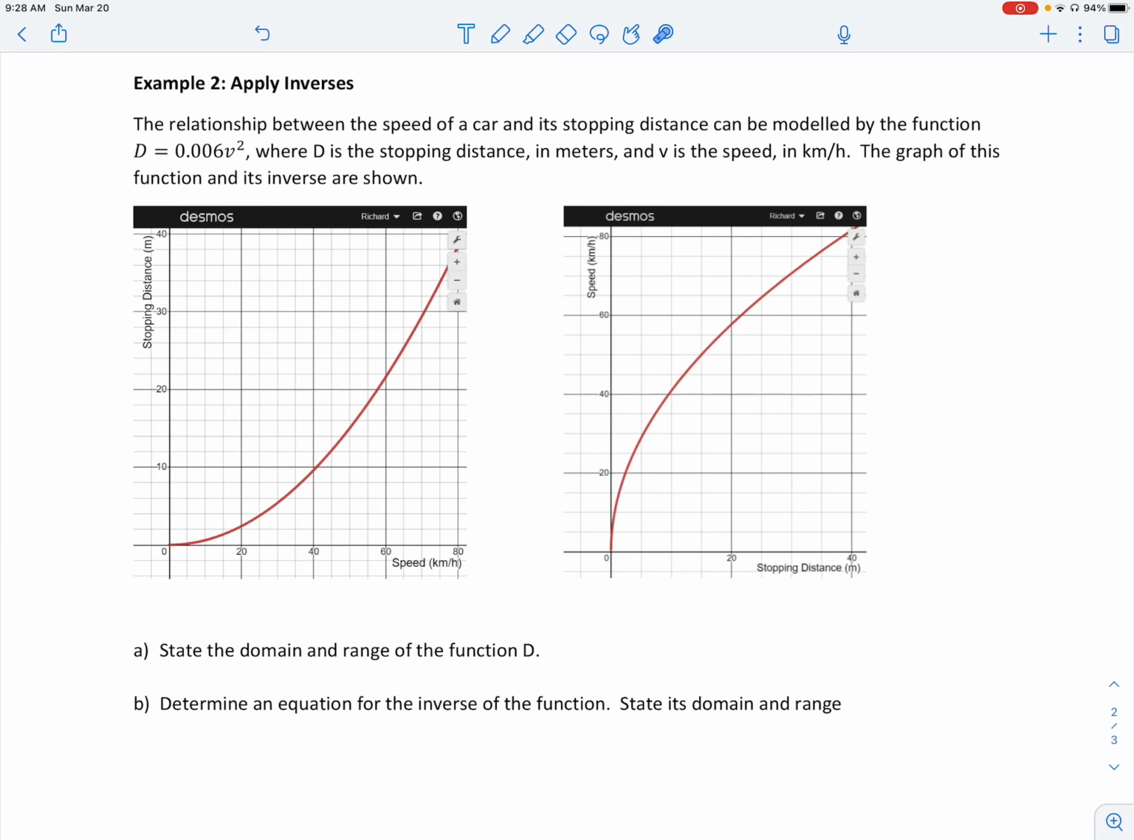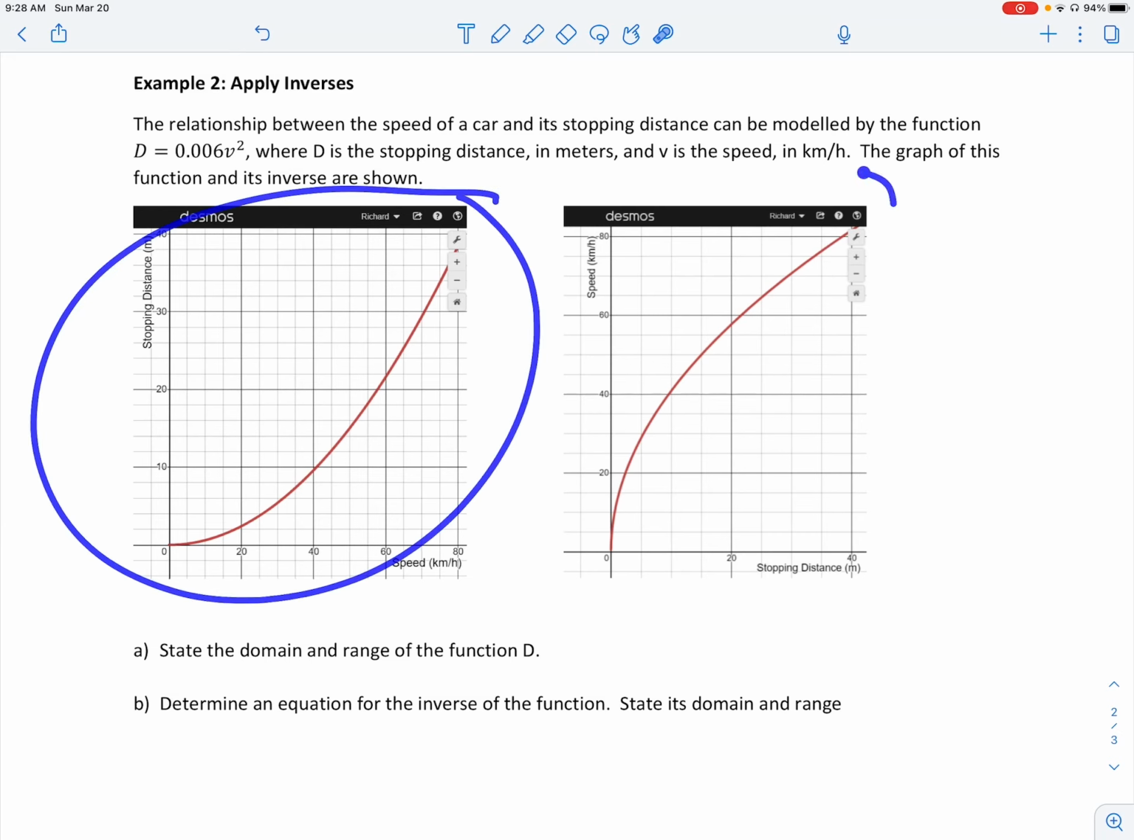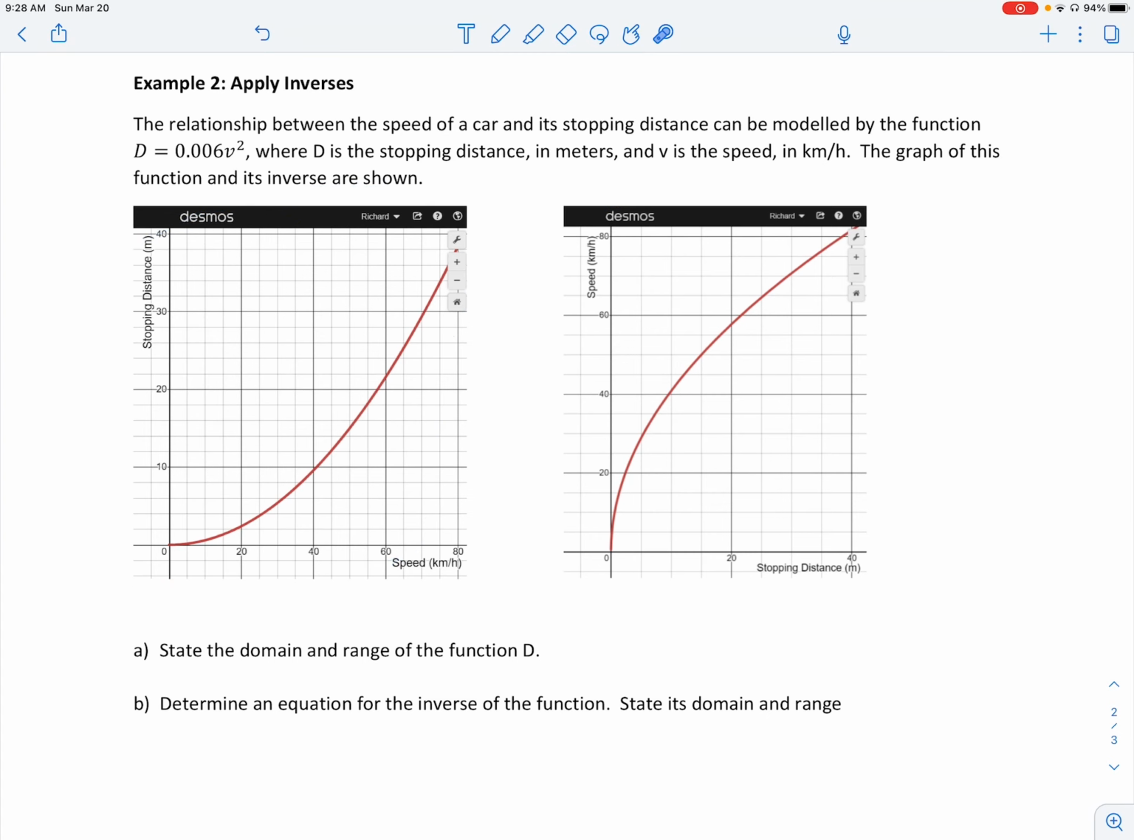So as you can see here, there are a couple graphs that are shown. These graphs have to do with the speed that a car can travel and its corresponding stopping distance. So as you can see from this graph right here, if you think about a vehicle, as that vehicle increases speed, its stopping distance also increases as well. Okay, so the faster that you're traveling a vehicle, the larger the stopping distance will be.